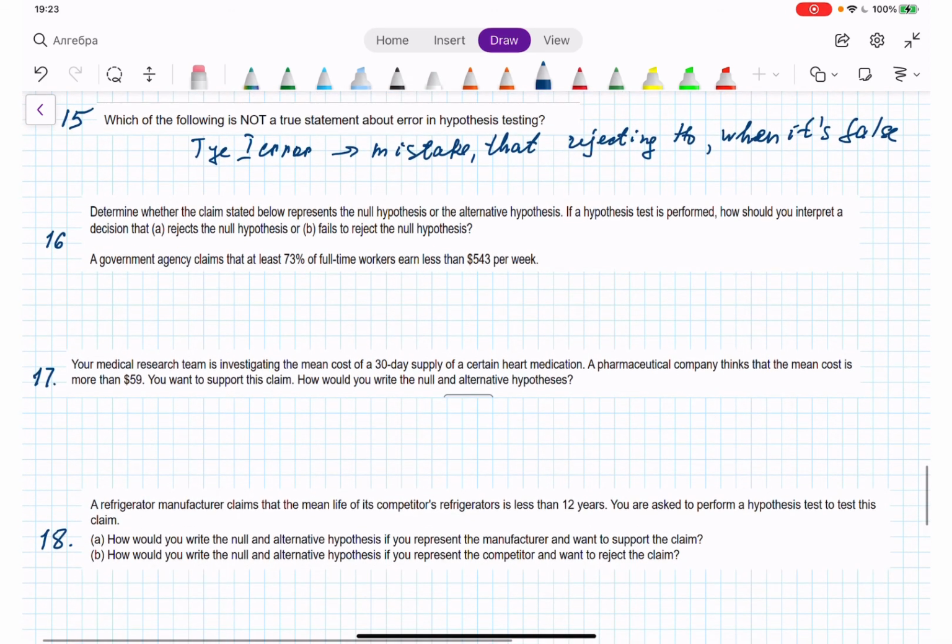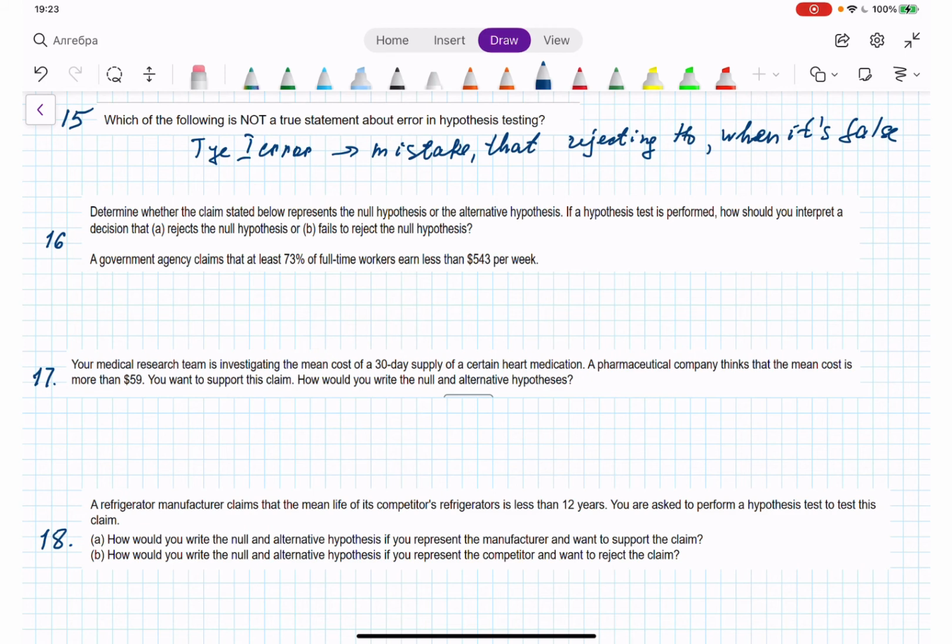Number 16. Determine whether the claim below represents the null hypothesis or the alternative hypothesis. If a hypothesis test is performed, how should you interpret a decision that rejects the null hypothesis or fails to reject the null hypothesis? A government agency claims that at least 73% of full-time workers earn less than $543 per week. Does this claim represent the null hypothesis or the alternative hypothesis?